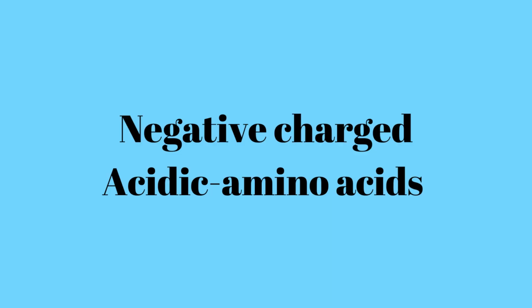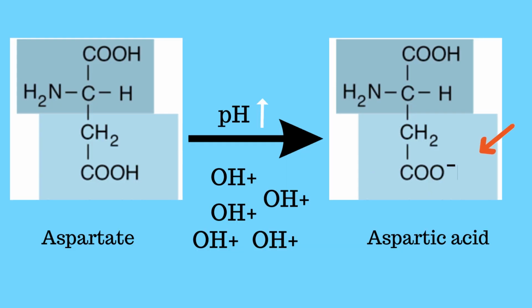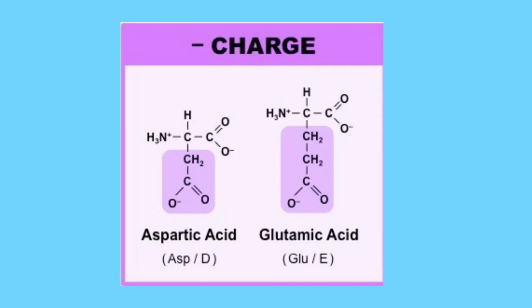Acidic amino acids. You get an acidic side chain if a carboxylic acid is in a side chain. At basic pH values, carboxylic groups can be charged negatively. Amino acids with acidic side groups are aspartic acid or aspartate and glutamic acid or glutamate.